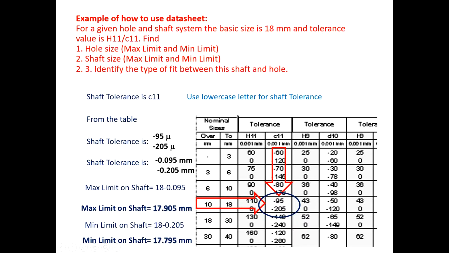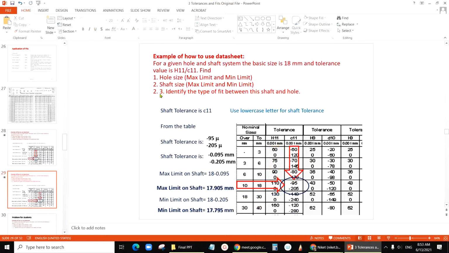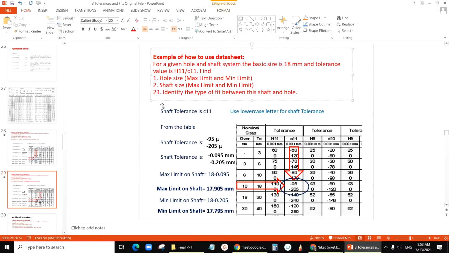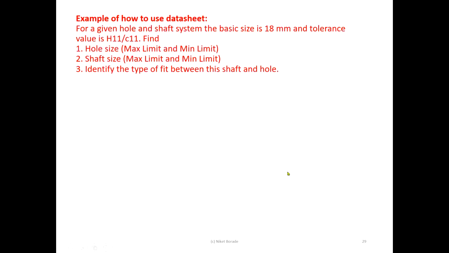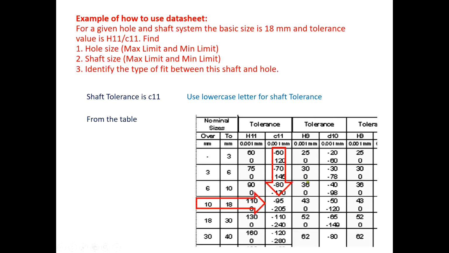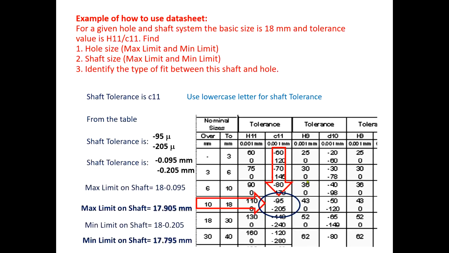Now you can see that the shaft is smaller than the hole. So what is the type of the fit? It is a clearance fit, right? So we identified the fit, and actually from the table itself it is clear. So that's it.